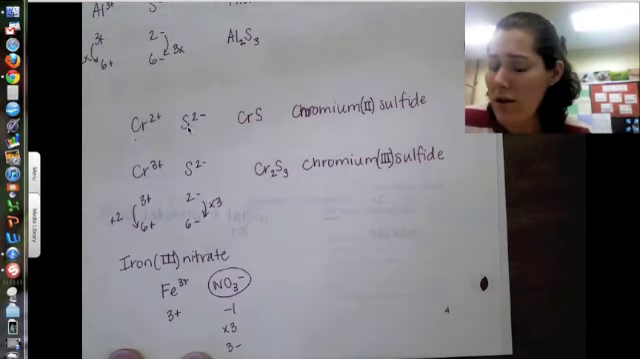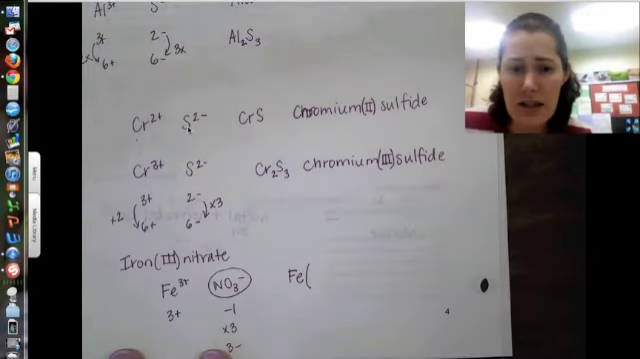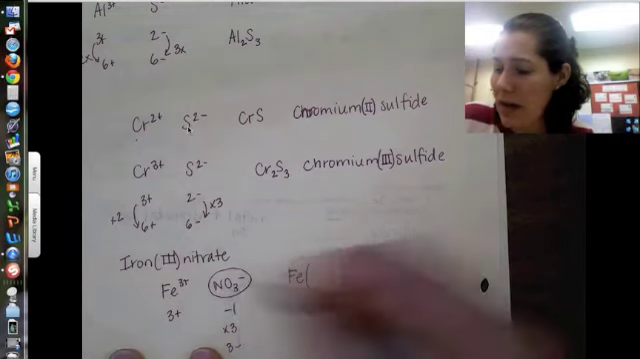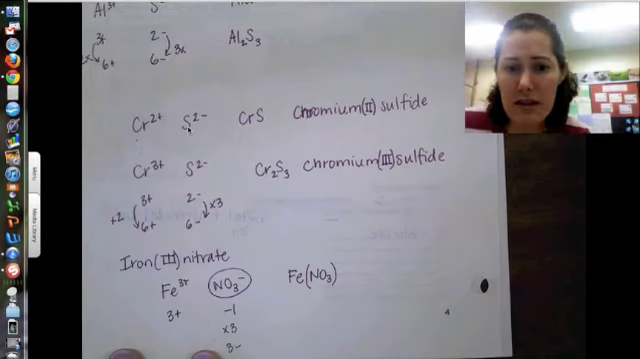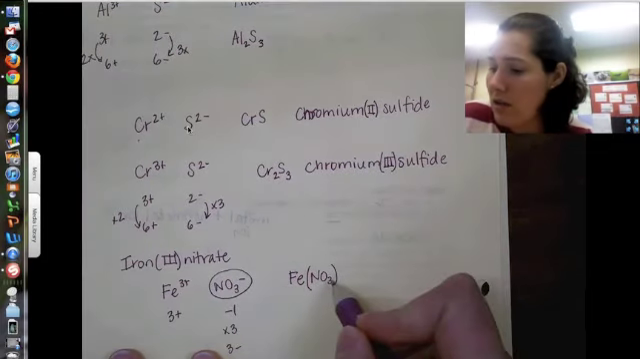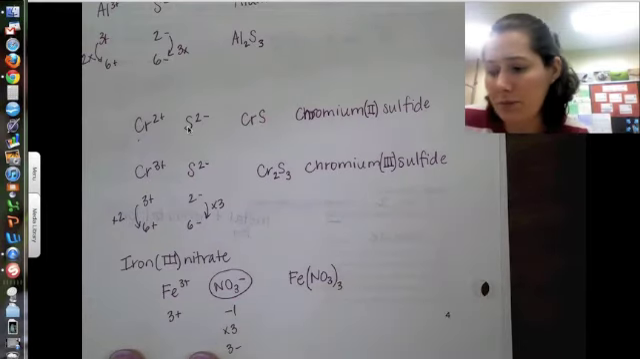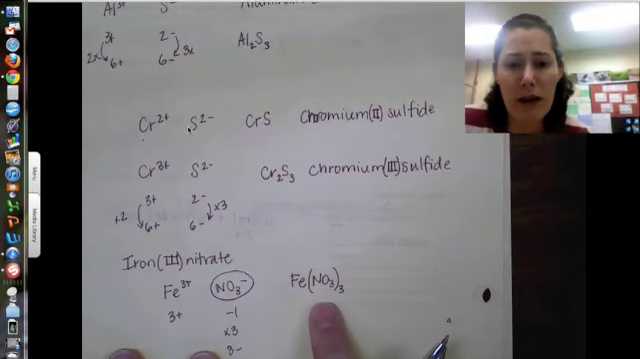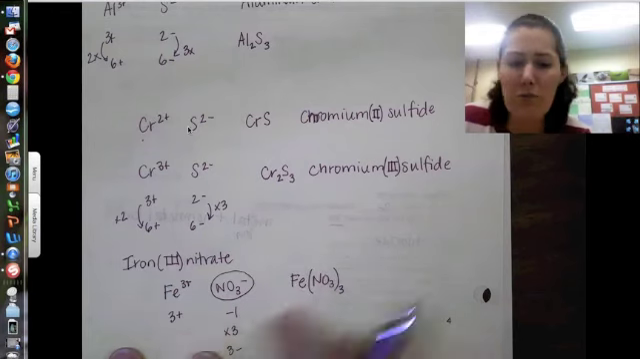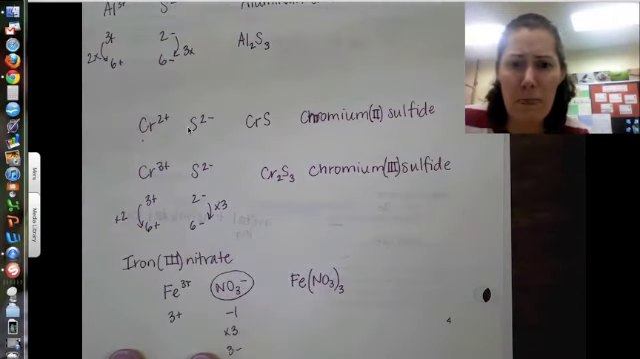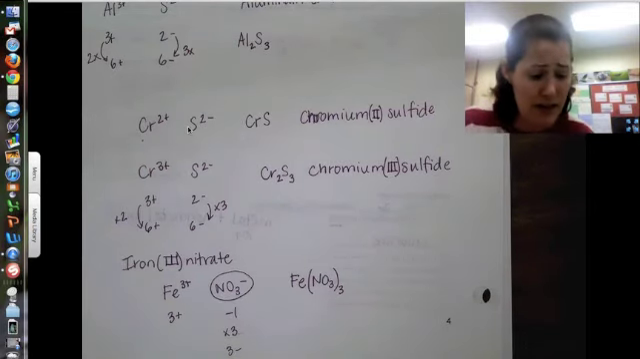We need 1 of those irons, so it's going to be Fe, parentheses. The parentheses in the case of the formula tells us that we're going to need however many of these things inside the parentheses. So we're going to do the NO3 inside. And then how many of those do we need? Well, we need 3 of them. So this is the chemical formula for iron 3 nitrate. This is the hardest type of problem that you'll see in your examples. So if you are doing some practice, that's your next step.